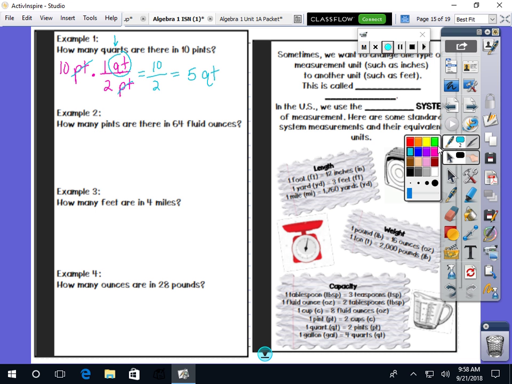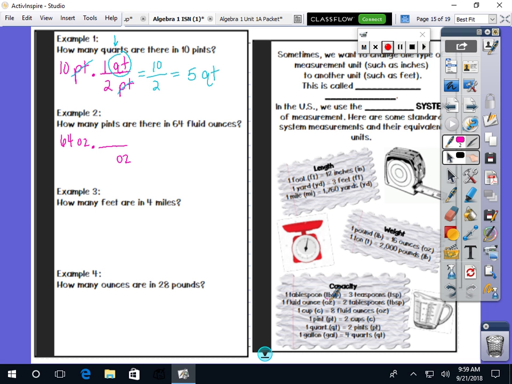Okay, now let's look at example 2. How many pints are there in 64 fluid ounces? Okay, so what do we start our chain with? Right, so 64 and then OZ. And now we're going to multiply that by our first fraction. And remember, the rule is, if you have ounces in the top, ounces has to go in the bottom of the next one. Do we know a conversion from ounces to pints? The only thing they tell us about ounces down there is what? Okay, we do know that.